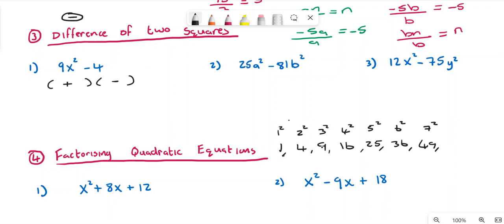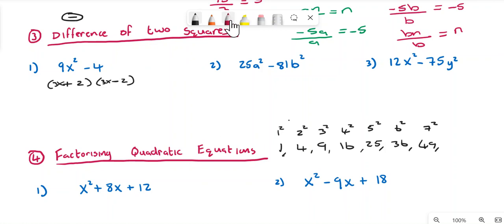So if we take 9, for example, we can write 9 as 3 to the power of 2. So we could write this as 3x. We put the terms for 9x squared in the first part of the bracket. So this would be 3x, sorry. 3x multiplied by 3x will give me 9x squared. And then we look at the next one. If we take minus 4, again, what's the square root of 4? It's going to be 2. So this would be 2, and then this would be 2.